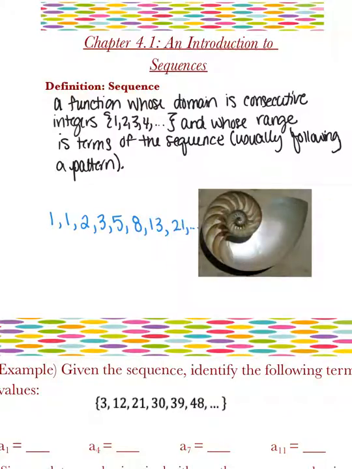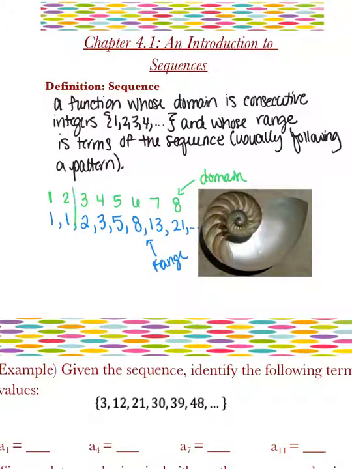And I can keep going. I'm just running out of space here. So in the blue here, this is my range. These are the terms of the sequence. The domain is going to be the n values, 1, 2, 3, 4, consecutive integers that tell me what term I'm at. This is the range.